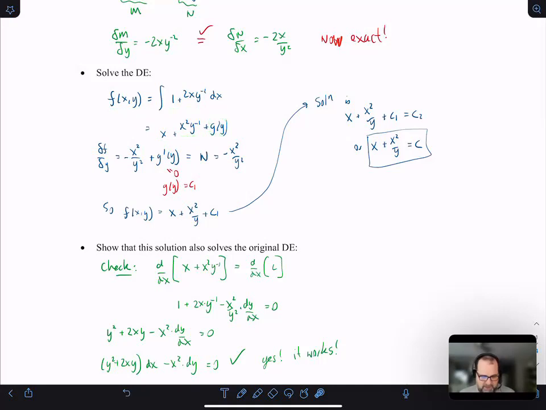So then the trick is we take that, this is basically our representation of our f of x, y function. We then differentiate it partially with respect to y. So the x will go away.